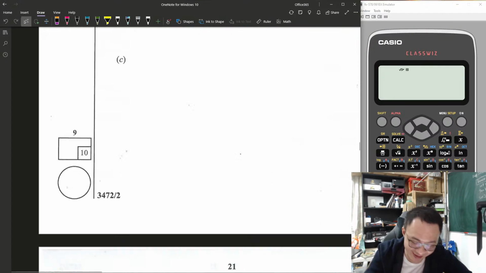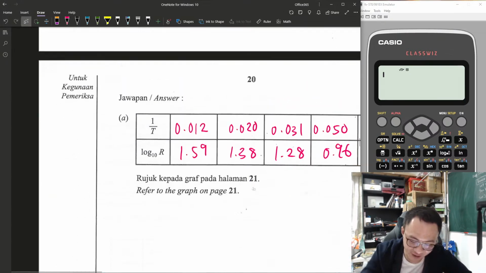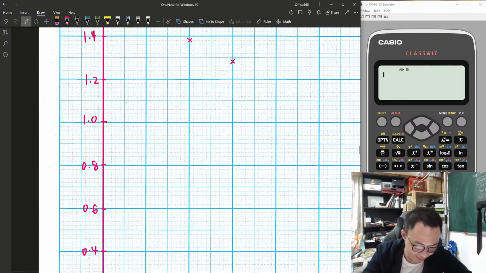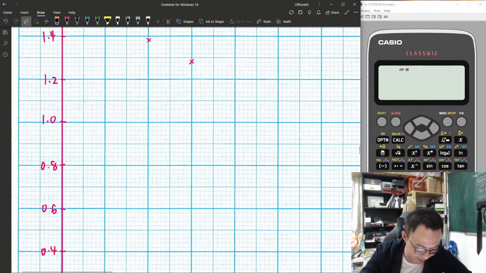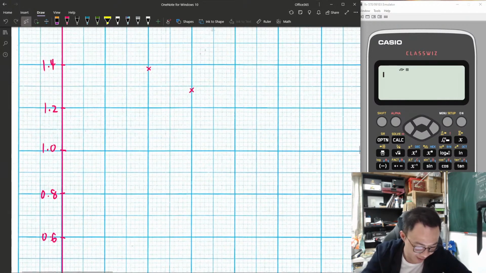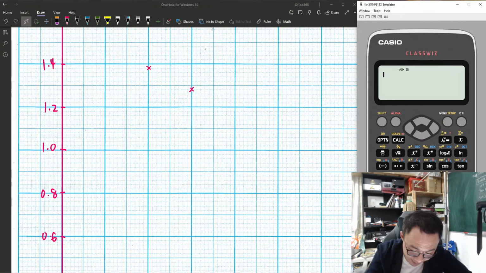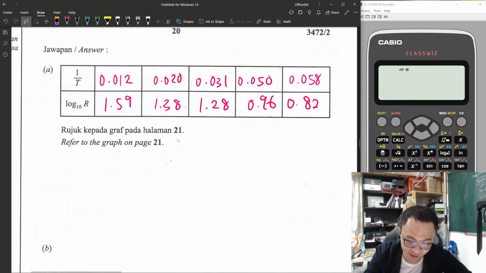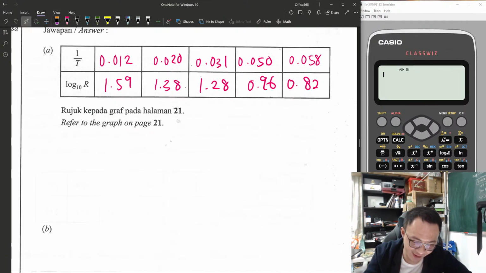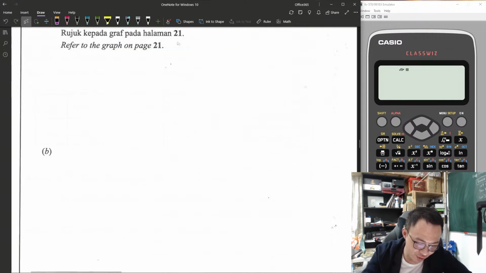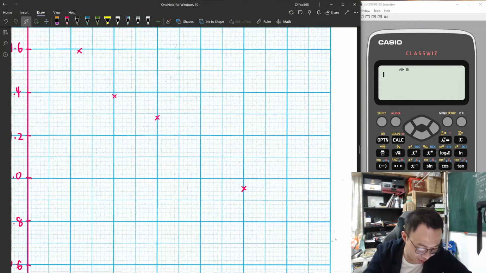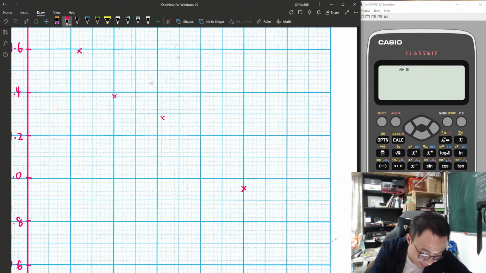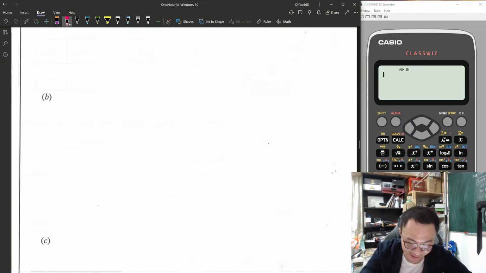0.05, 0.96. 0.05 and 0.96, right? Where's my 0.05? 0.05 will be here. 0.96 is here. Okay, the last one is 0.058. Oh, that one is 3.1. 3.1, I think I don't want to draw at 3. Should be 3.1. Here will be more accurate, will be here. Okay. Then the next one is what?